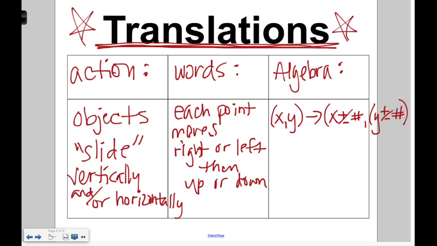Okay, so you're going to see X and Y coordinate become X plus or minus a number, Y plus or minus a number. Here's what that means. If it's X plus a number, you're going to add a number to the X value. So if you add a number to the X value, the point will move to the right. If you have an X minus a number, it's going to move to the left.